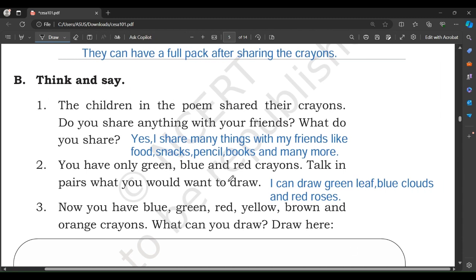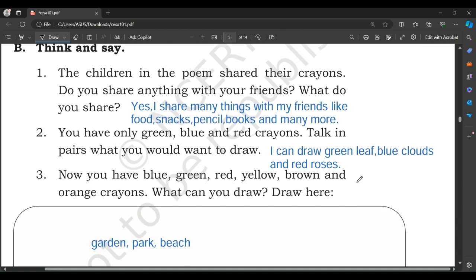You have only green, blue, and red crayons. Talk in pairs what you would want to draw. So I have green, blue, and red crayons. What will I draw? Yes, I can draw green leaf, blue clouds, and red roses using these colors.